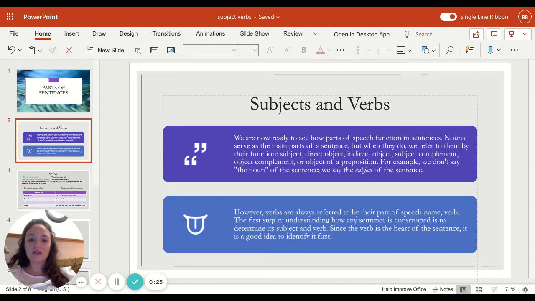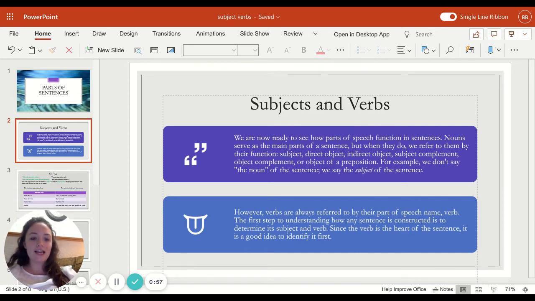Nouns serve as the main parts of a sentence, but when they do, we refer to them by their function. Subject, direct object, indirect object, subject complement, or object of a preposition. For example, we don't say the noun of a sentence. We say the subject of a sentence. And there's all those functions of a noun, but today we're just going to talk about the subject. Then, however, verbs are always referred to by their parts of speech name, verb, or predicate.